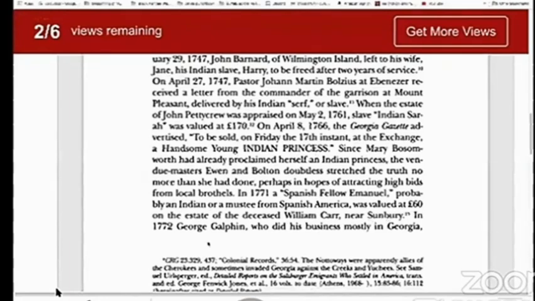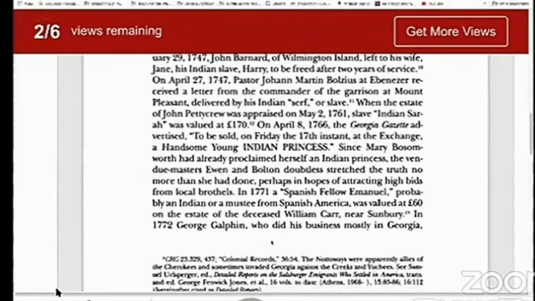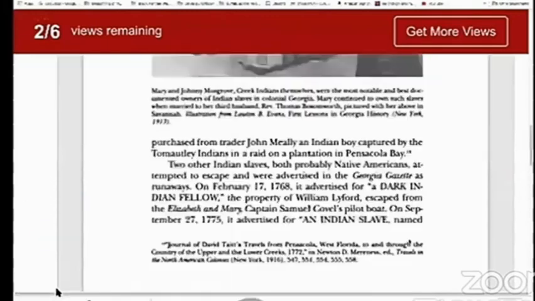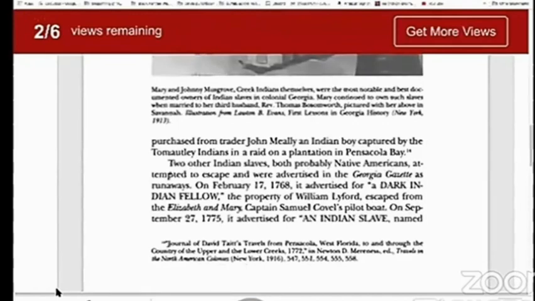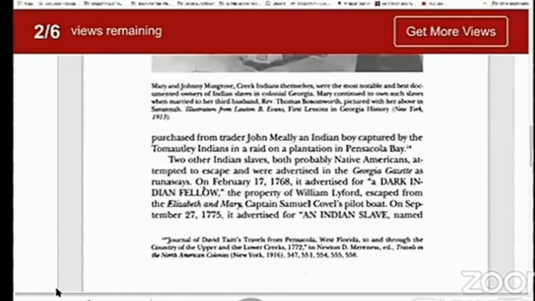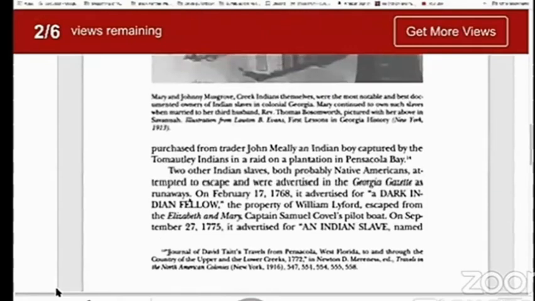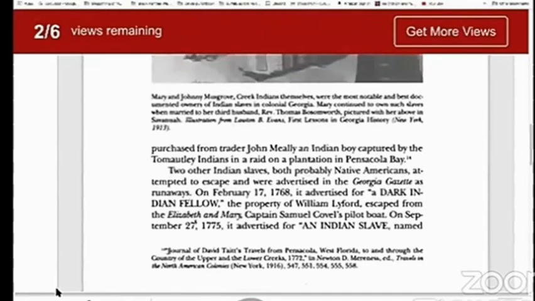In 1772, George Galpin, who did his business mostly in Georgia, purchased from trader John Mealy an Indian boy captured by the Tomotley Indians in a raid on a plantation in Pensacola Bay. Two other Indian slaves, both probably Native Americans, attempted to escape and were advertised in the Georgia Gazette as runaways. On February 17, 1768, it advertised for a dark Indian fellow, the property of William Lifford, escaped from the Elizabeth and married Captain Samuel Coble's pilot boat.